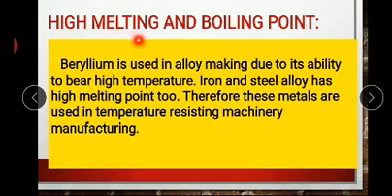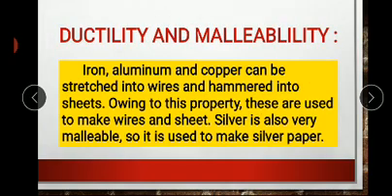Now the next property is high melting and boiling point. Grade 6, beryllium is also a metal. It is used in the manufacture of alloys. Why? What is the reason behind that? Due to the high temperature. Alloy is basically a mixture. You will study about it in your higher class. Now iron and steel alloys also have a high melting point. So that's why they are used in the manufacturing of machines which are temperature resistant, which have many purposes in our daily life.